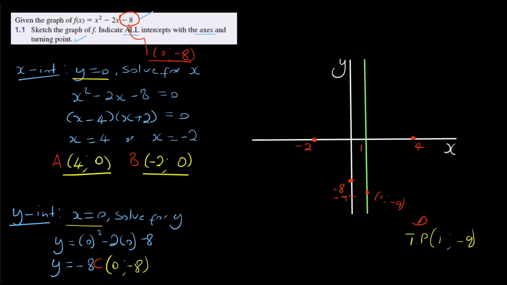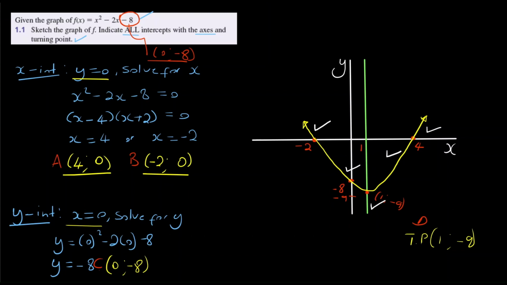So let's quickly sketch our graph and see how it will look. It should pass the y-axis, pass the turning point, and pass the x-axis. So our graph should more or less look like that, where we get a mark showing that it passes the x-intercepts at -2 and 4, passes the y-intercept at -8, and also passes the turning point where it changes direction.